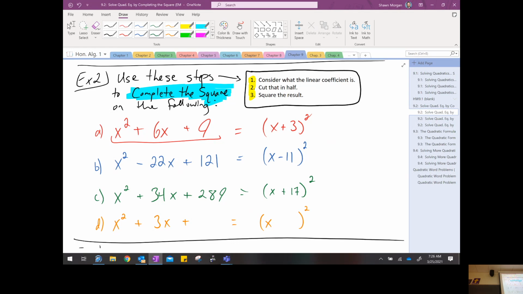Got about 30 more seconds. What goes in the blank to make it a perfect square trinomial, and then how would that factor out? And again, just follow your steps. Step 1, step 2, step 3.